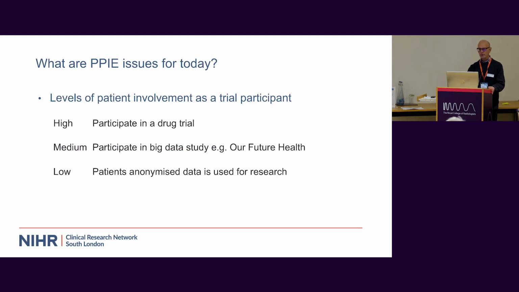So what are the PPI issues for today? I see at a very high level that there are 3 levels that a patient can be involved with. The high level is trial participants. You actually participate in a drug trial. This could be because you're suffering from a disease, or it could be, as more recently in COVID, where you take either vaccination or a placebo. Medium, there are a large number of people who participate in big data studies, such as Our Future Health. And low, where simply your anonymized data is used for research.